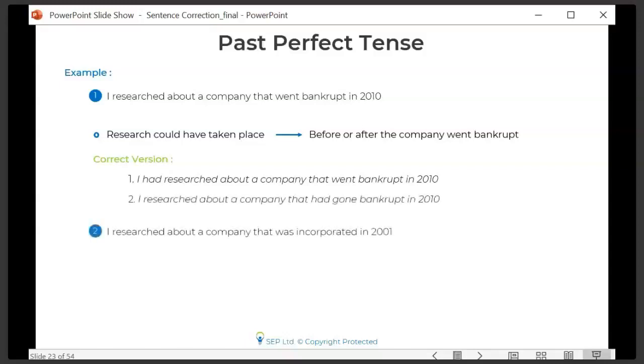Or we could have another version. I researched about a company that had gone bankrupt in 2010, which means the bankruptcy took place first in 2010 and the research took place sometime after 2010.